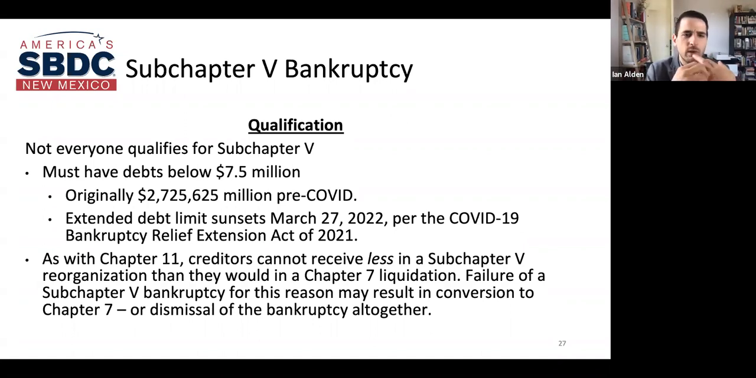Now, again, one of the other qualifiers is that, as within a Chapter 11, in a Subchapter 5, creditors cannot receive less than they would in a Chapter 7. So this is one of the biggest reasons we're seeing that Subchapter 5s fail: the people filing them aren't in a position to reorganize and should be filing under Chapter 7 and liquidating. So just keep that in mind. That's a qualifier for Subchapter 5.